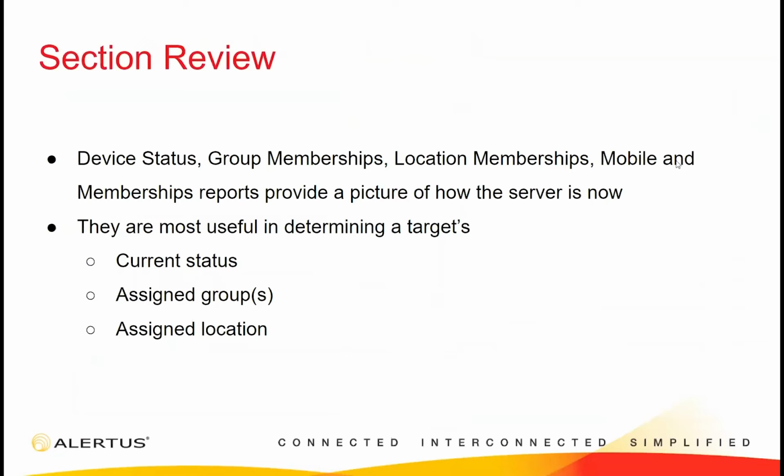All right, let's take a quick section review on the reports that provide a picture of how the server is now, which is to say the specific devices and how they are configured. These are useful for determining the current status. Is the device online? Is it assigned a particular group or location? This is very useful for looking at the targeting of alerts to make sure that the given group that is being sent contains the devices that you expect to be there.